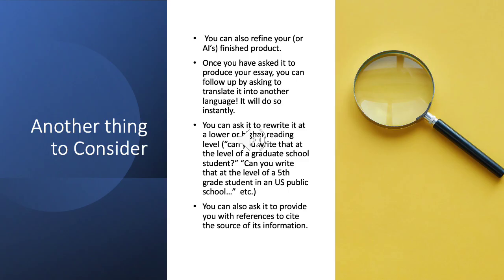You can also refine your or AI's finished product. Once you have asked it to produce your essay, you can follow up by asking to translate it to another language. It will do so instantly. You can ask it to rewrite it at a lower or higher reading level. For example, can you write that at the level of a graduate school student? Or can you write that at the level of a 5th grade student in a U.S. public school? And so forth. You can also ask it to provide you with references to cite the sources of its information.